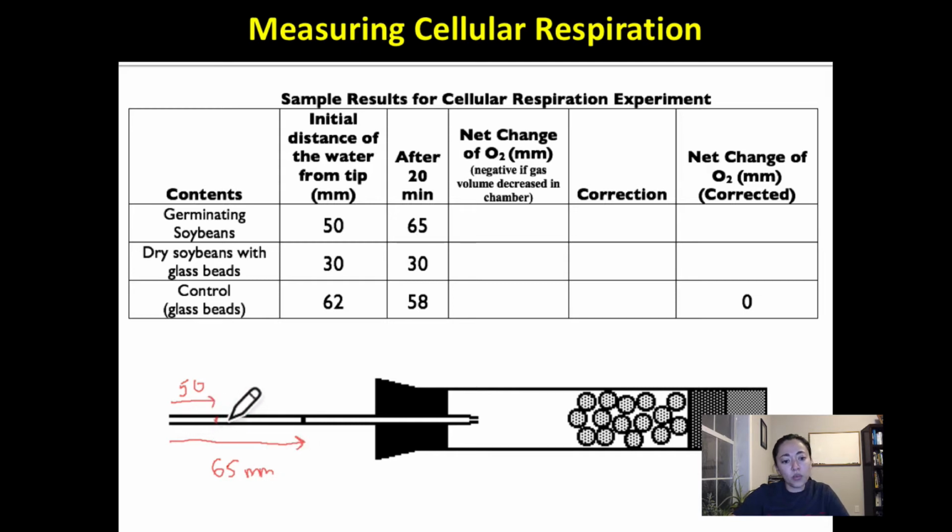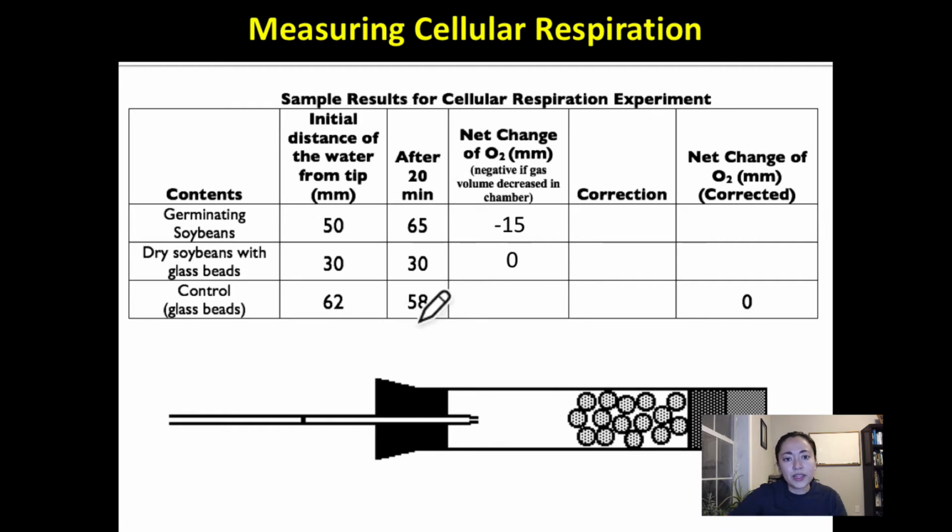So you can see the water actually moved in here, meaning the gas in here had to have decreased, the gas volume. So in this case, our net change of oxygen would be negative because gas was consumed, or oxygen was consumed within the chamber and the gas volume decreased, causing the water to move in. You want to do the same thing with the next treatment. What you notice here is that the volume didn't change at all, so I would put 0 down here.